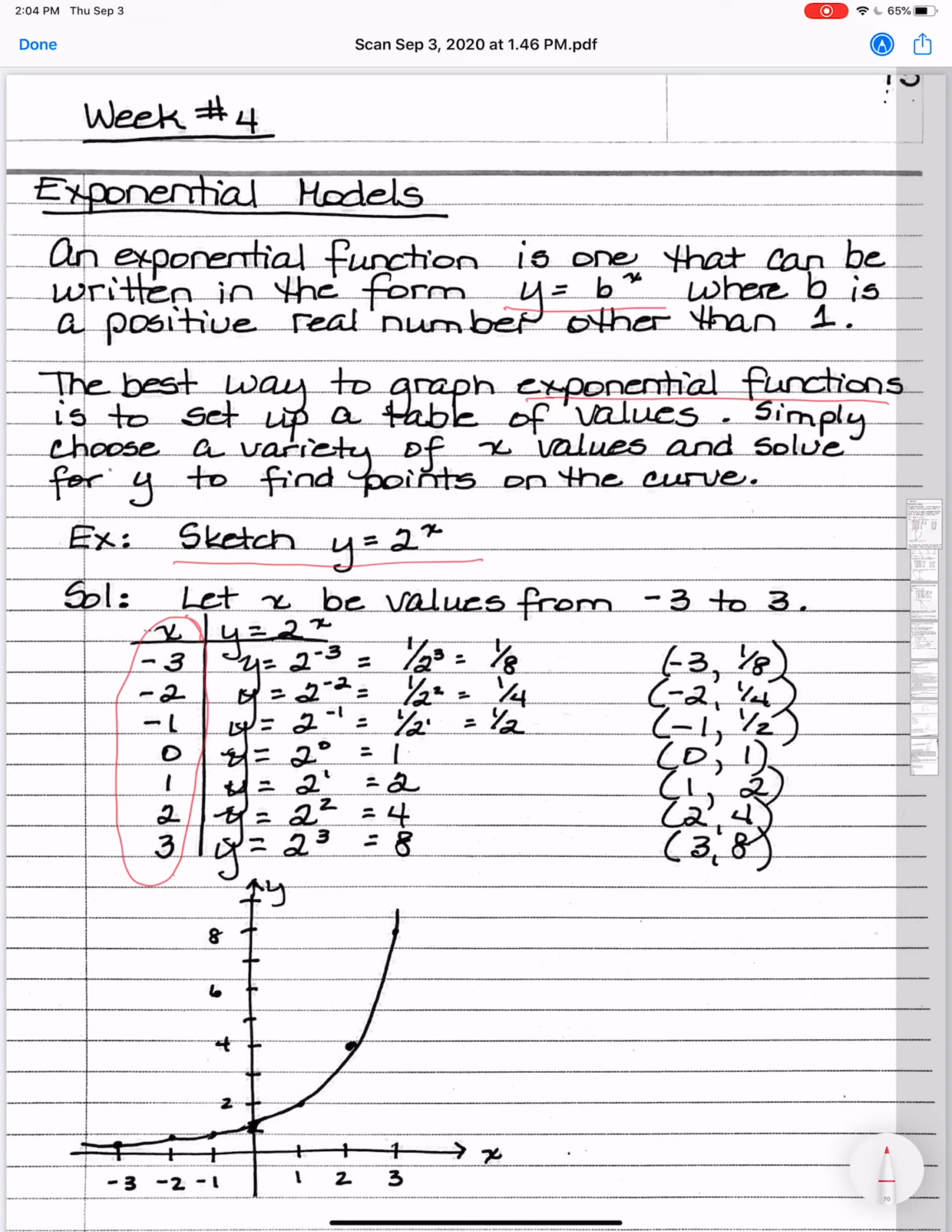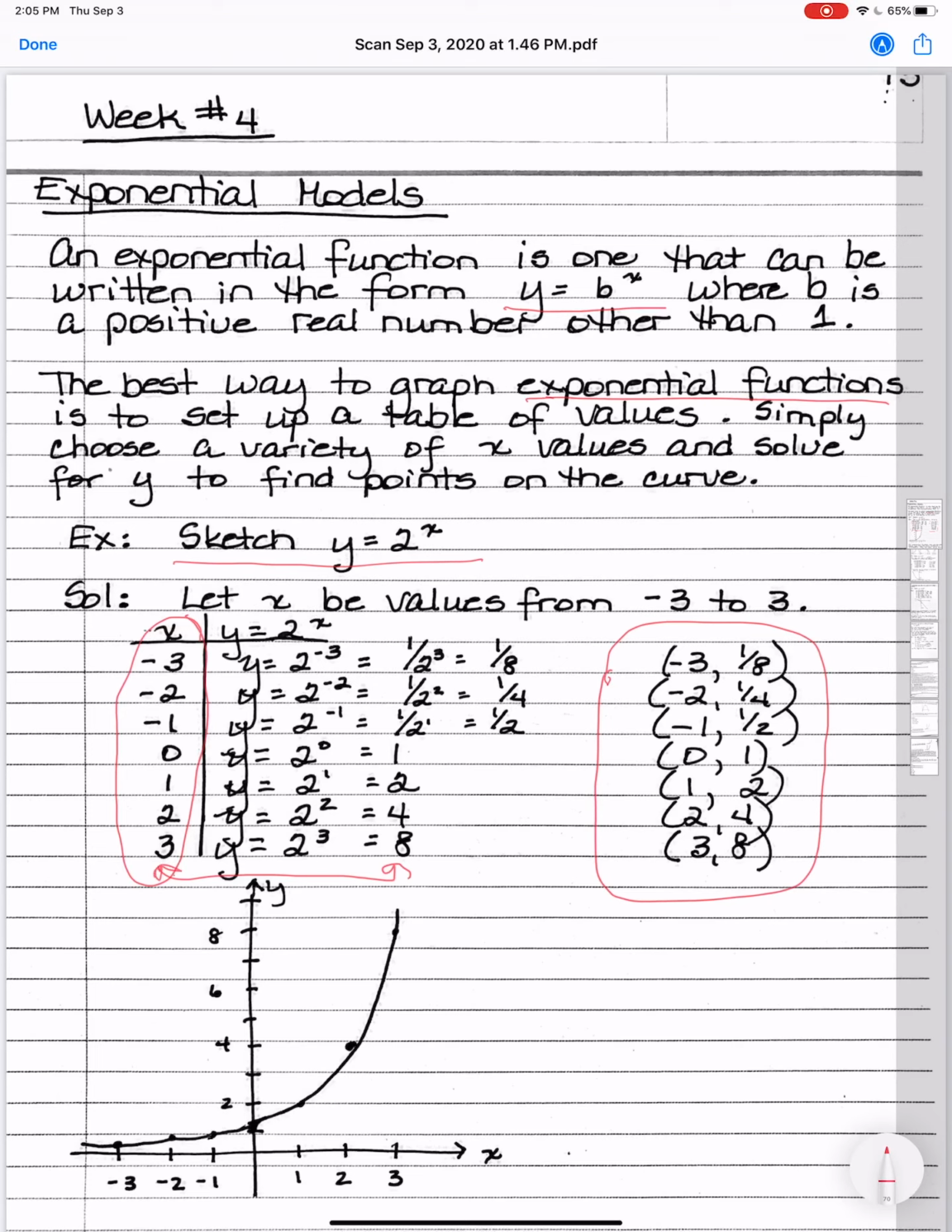So we'll have y equals 2 to the -3, 2 to the -2, 2 to the -1, 2 to the 0, 2 to the 1, 2 squared, and 2 cubed. So we solve and we come up with this set of ordered pairs, because this gives you your x and this gives you your y.